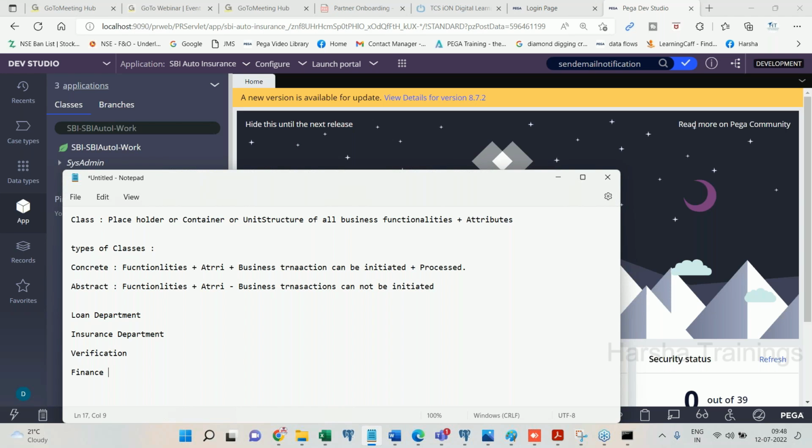See now, as a person, you directly go to the verification department and ask them, I wanted to apply for an insurance policy. Are they going to initialize your business transaction? You directly go to a room which is the verification department and ask them, I wanted to initialize loan processing, I want a loan. What are they going to do? Are they going to initialize your loan processing? No.